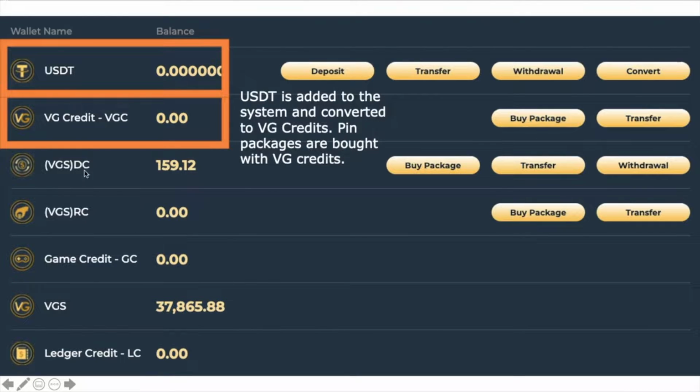The first wallet is the USDT wallet. For most of you, many of you have done this already, but essentially we send USDT into the system and then we convert this USDT into VG credits. Now, VG credits are like the main token of the ecosystem. They're used to fund these pin packages.